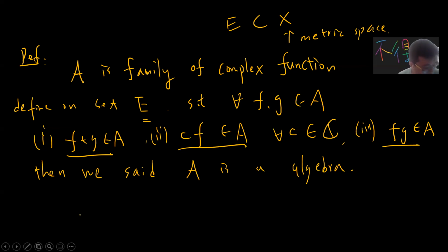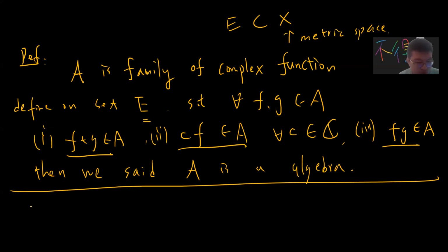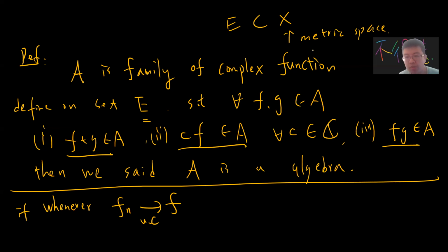Okay, and also this is another definition: whenever fn approaches f by uniform convergence. In general, uniform convergence needs to be defined on a metric space, right? Because you want to say that for epsilon greater than 0, you will need a metric. Okay, so if whenever fn uniformly converges to f, and f belongs to A, then we say A is uniformly closed.